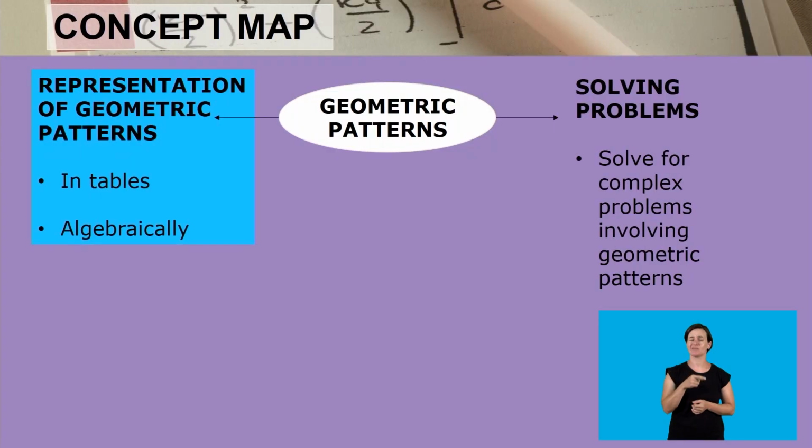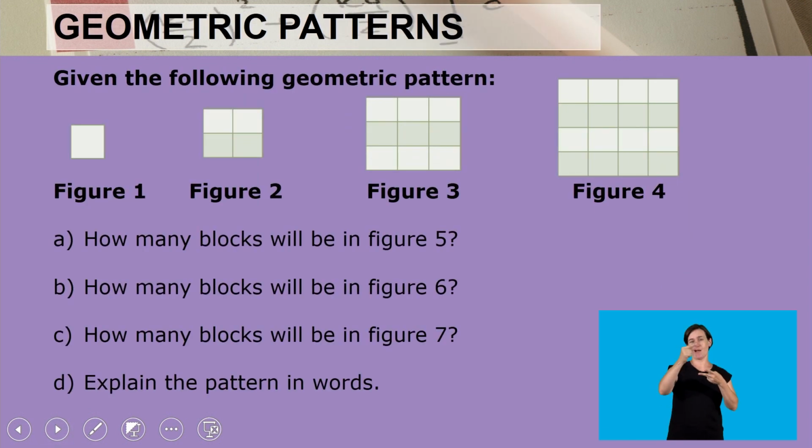So now we are going to be going into that first concept in our concept map, and that is representation of geometric patterns in tables and algebraically. Let's look at the following geometric pattern that we have been given here. So we have been given 4 figures here. So we have the first figure, the second figure, the third figure, and the fourth figure.